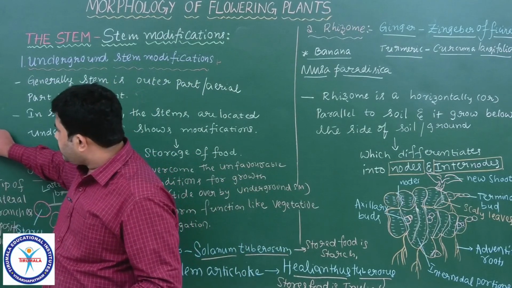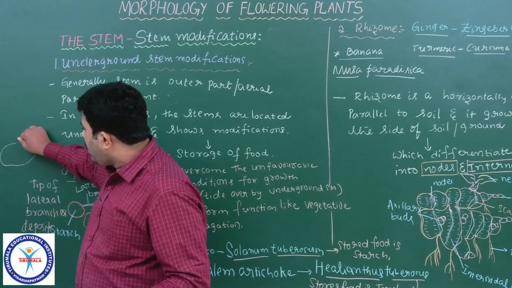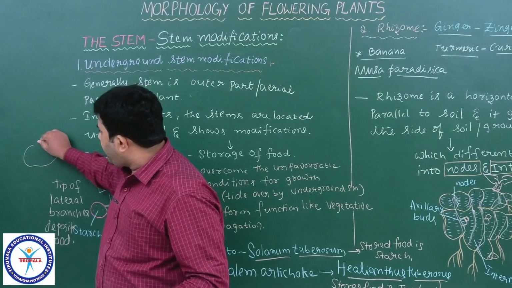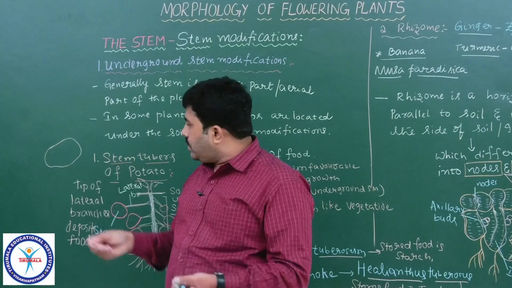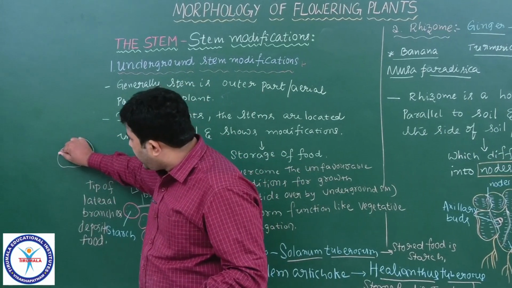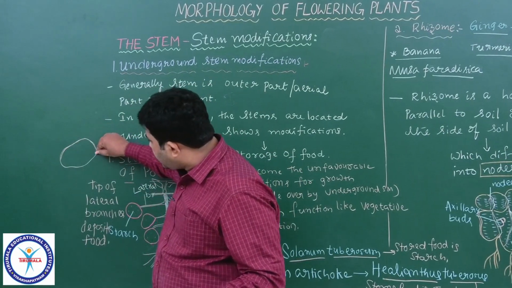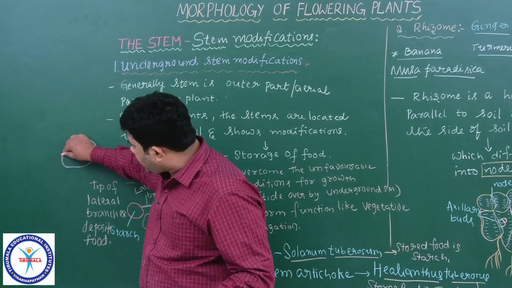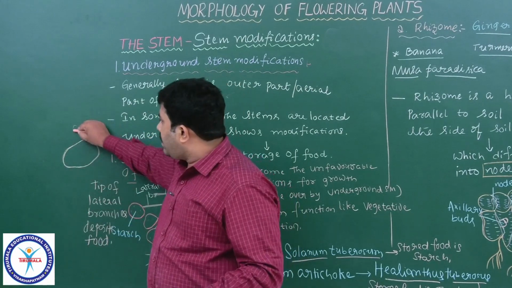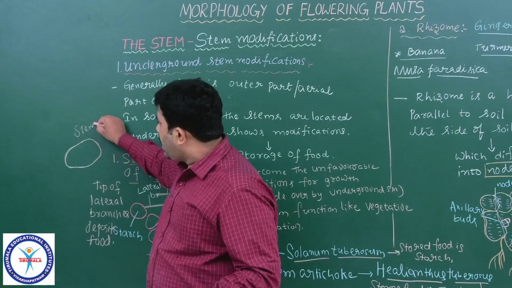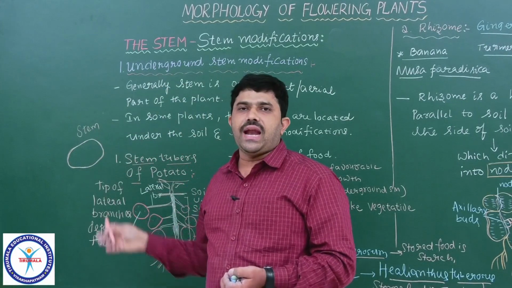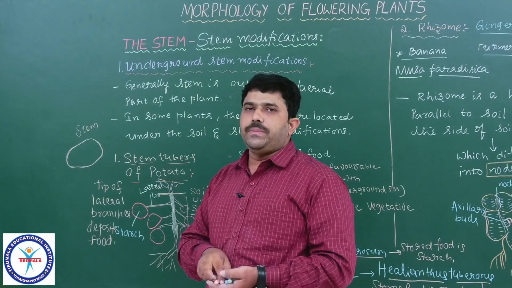Suppose we think of a potato, what we generally buy from the market. Once you observe closely and pay attention to the structure of the potato, check all the structures present, as already said, it is a stem modification. It is a lateral branch. The tip of the lateral branch deposits food. That's why it becomes a tuber.